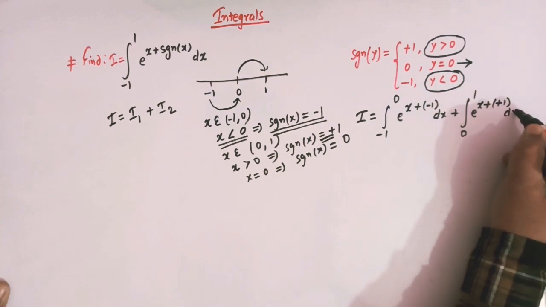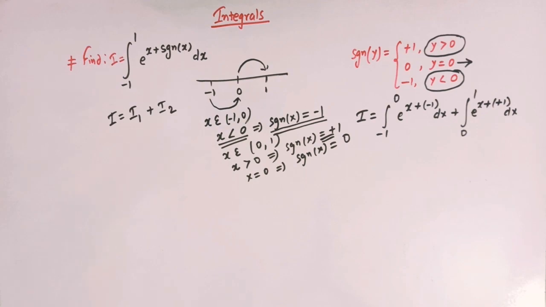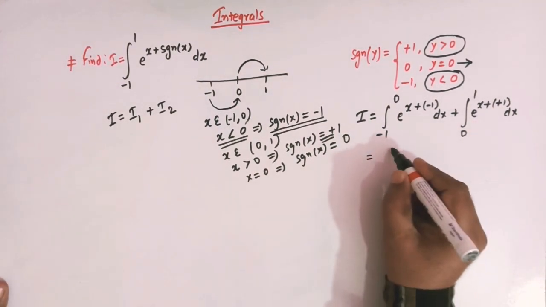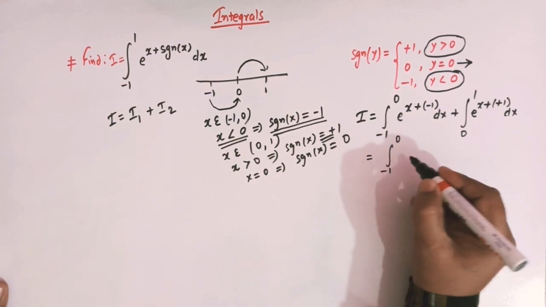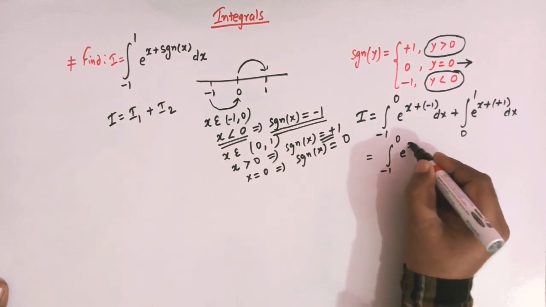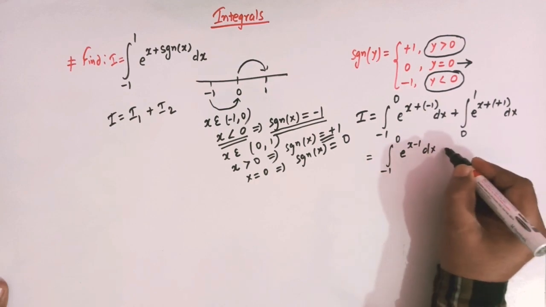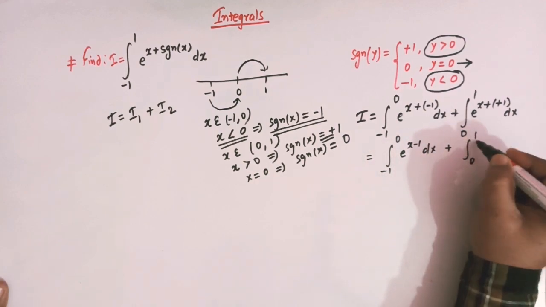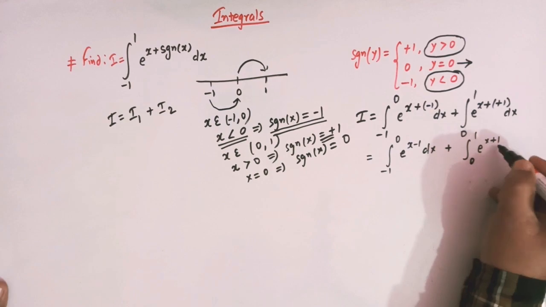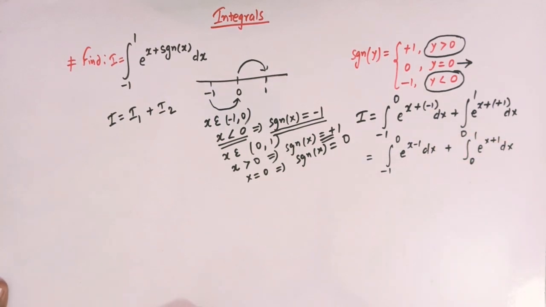Now we have these two integrals. We can rewrite them as the integral from -1 to 0 of e raised to x minus 1 dx, plus the integral from 0 to 1 of e raised to x plus 1 dx.